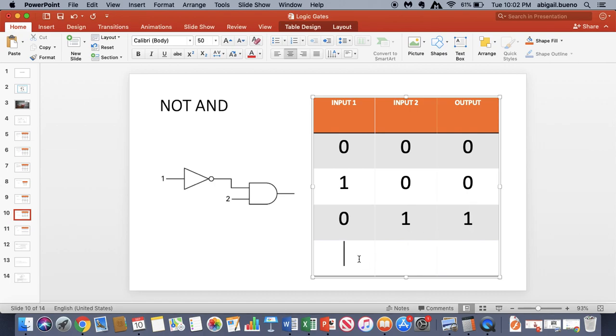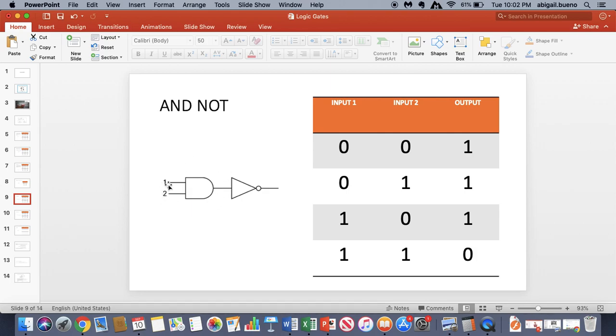What if both are 1? Input 1 is 1, goes through NOT, so this is 0, and then 1, AND gate, so this is 0. Okay, so here, a NOT gate connected to an AND gate. In the previous slide, an AND gate connected to a NOT gate.